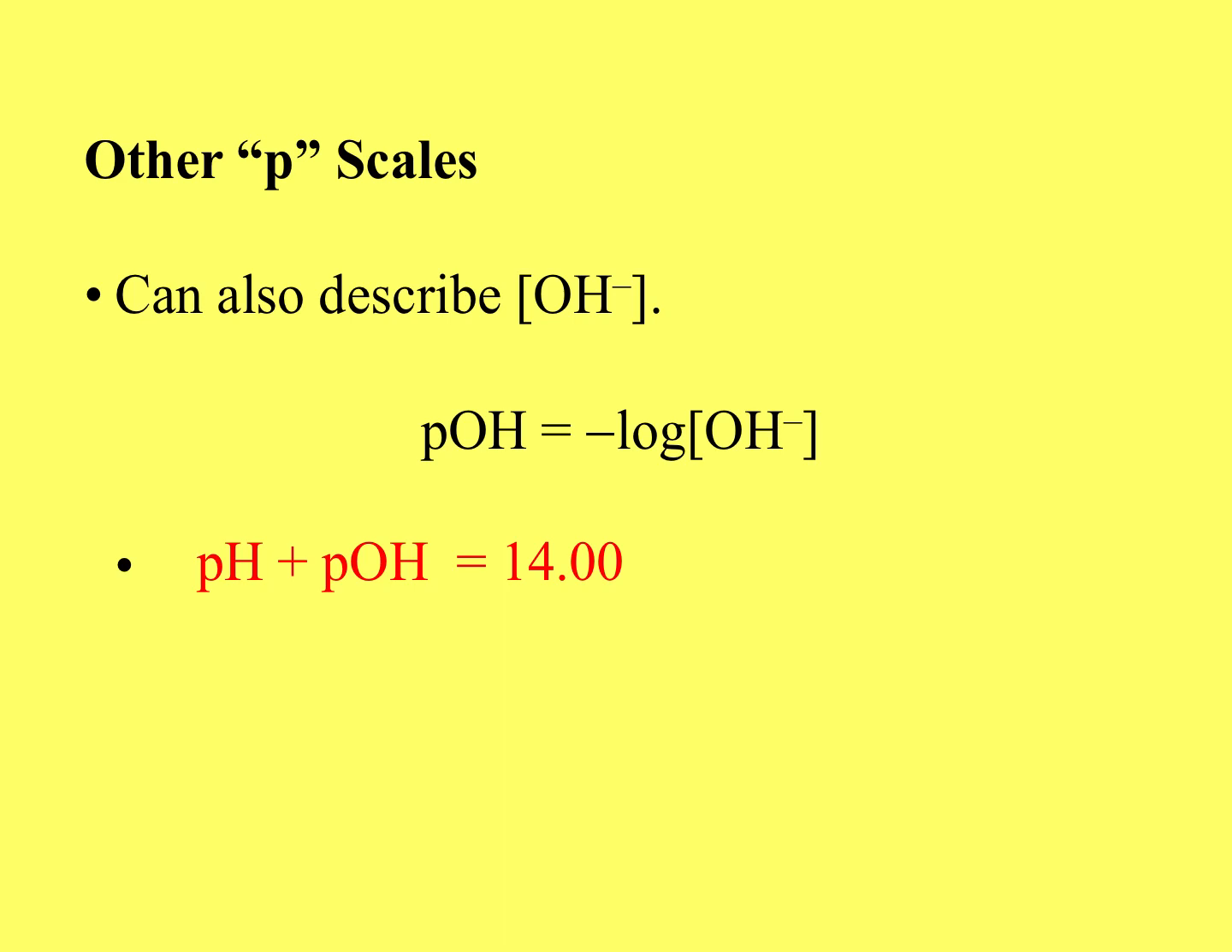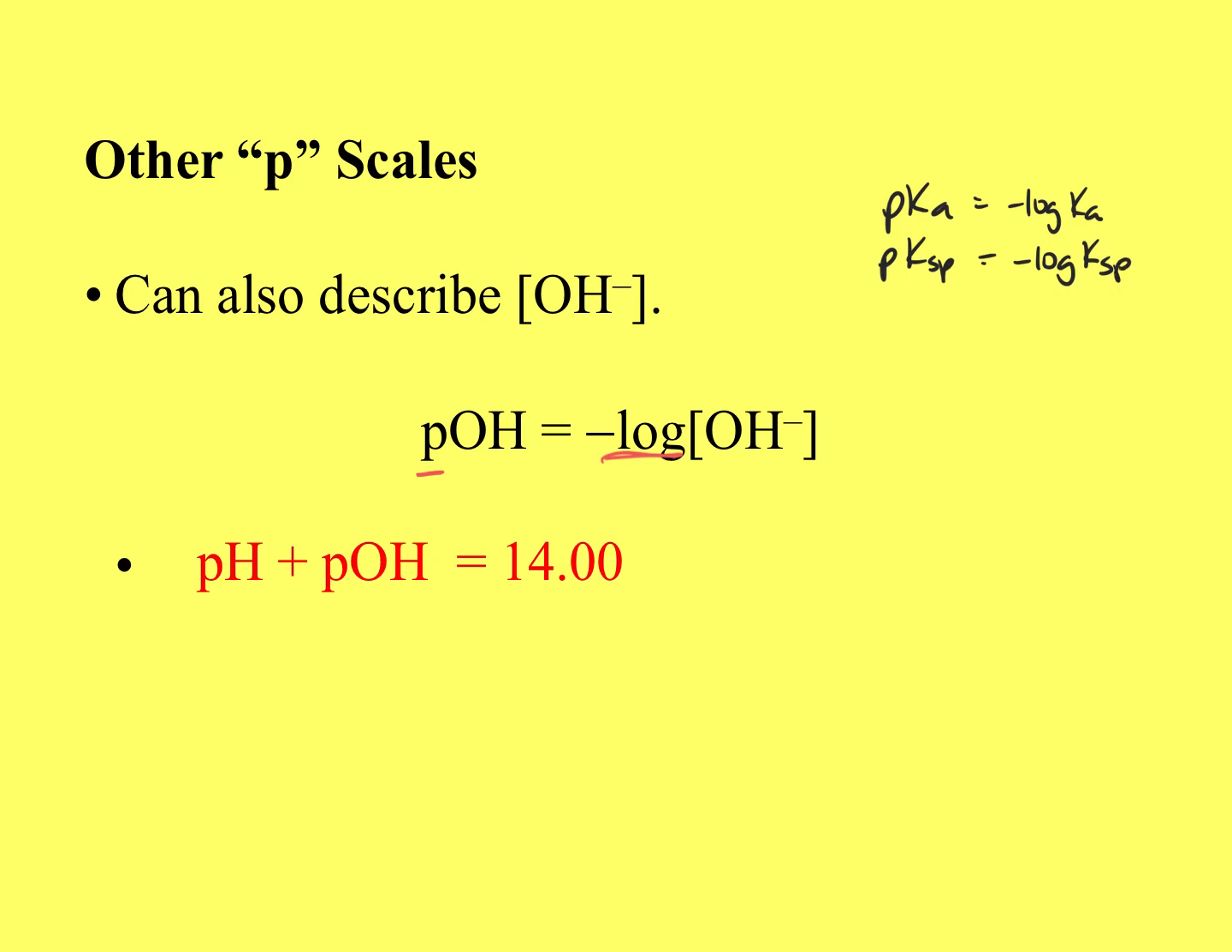Okay, another scale, not as common, but we can use it to help facilitate our calculations, is the pOH scale, and that's used to measure the hydroxide concentration. So pOH means negative log of the hydroxide concentration. I probably should have noted this earlier, but the p means that you take the negative log of something. So if you see pKa later on, that means you take the negative log of the Ka value, or pKsp would be the negative log of the Ksp value.